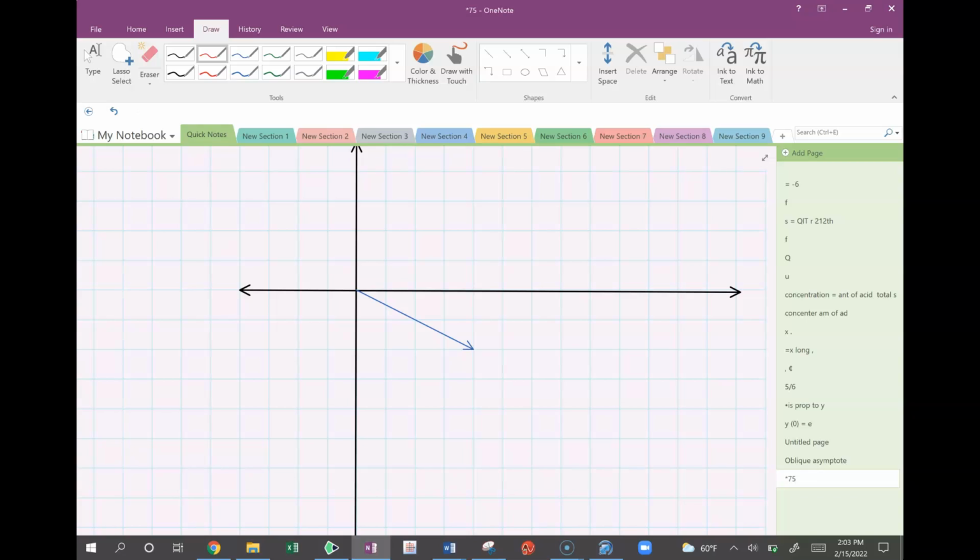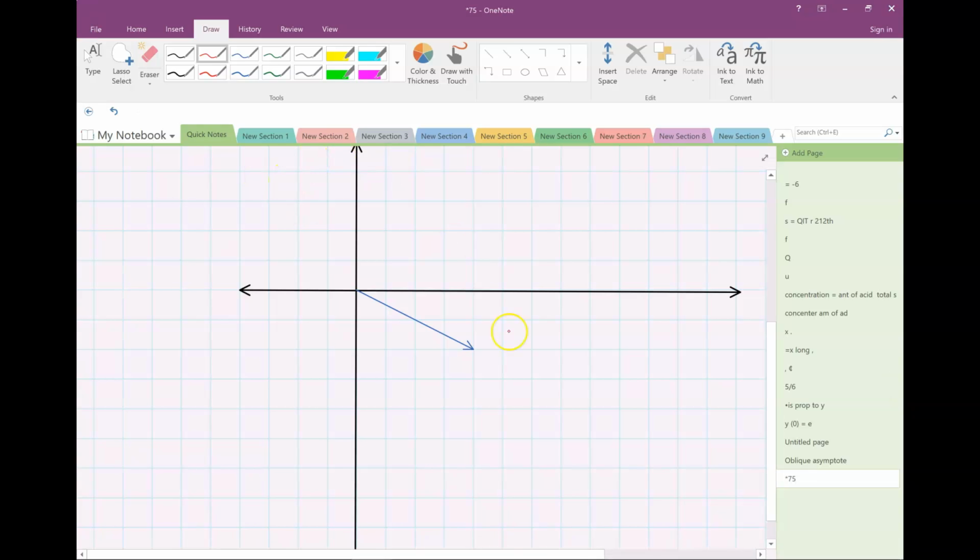So root 5 is 2.1, and if you divide 2 by 2.1, you get about 0.9. And then this one is negative 1 over root 5. It's half the amount, right? So it's like negative 0.45-ish. Okay, so let's draw that now. So U is about 0.89 and negative 0.45.